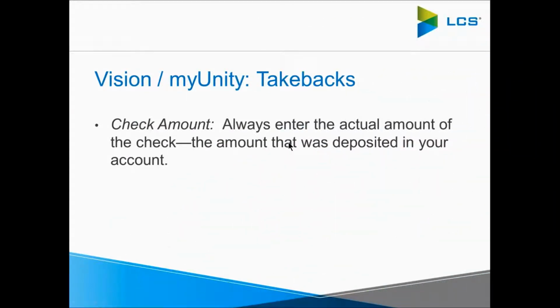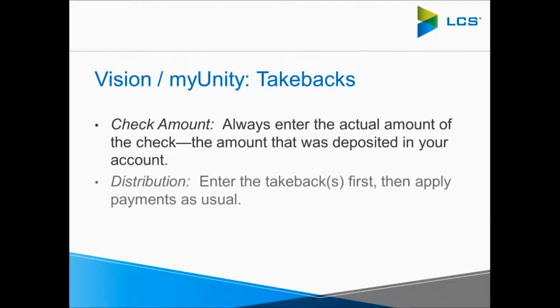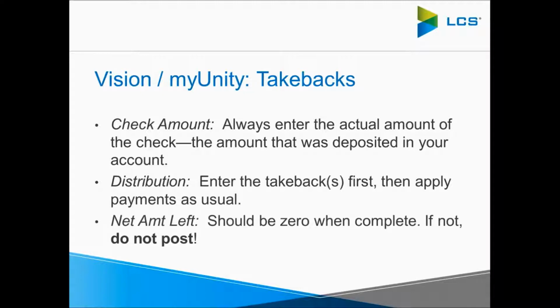To summarize, make sure that your check amount, when you enter it, is always the actual amount of the check, the amount that was deposited. When you do your distribution, enter the takebacks first, that is the negative amount, then apply your payments as usual. The net amount left should always be 0 when you are complete. If it is not 0, do not post.